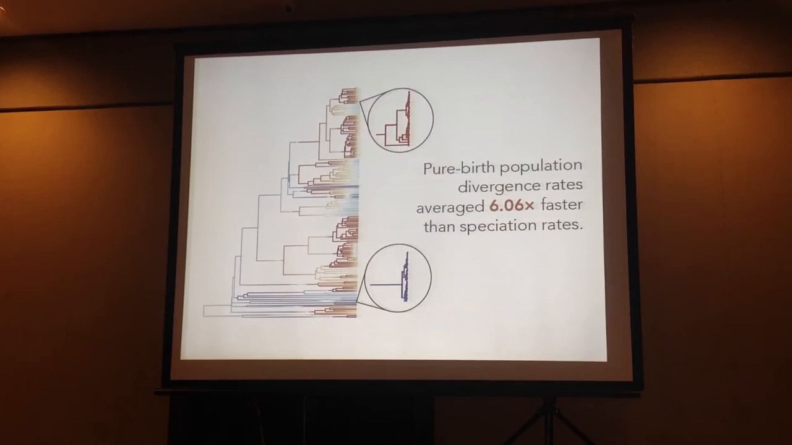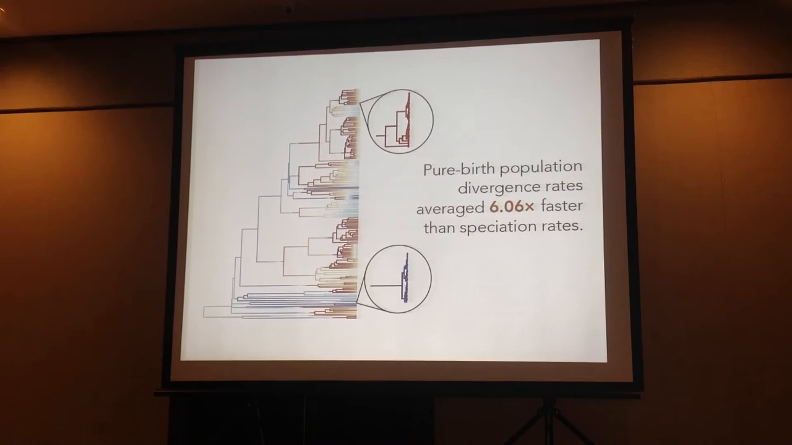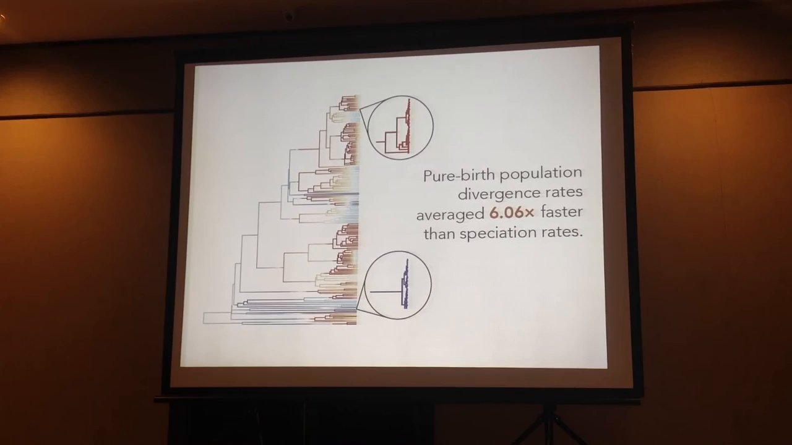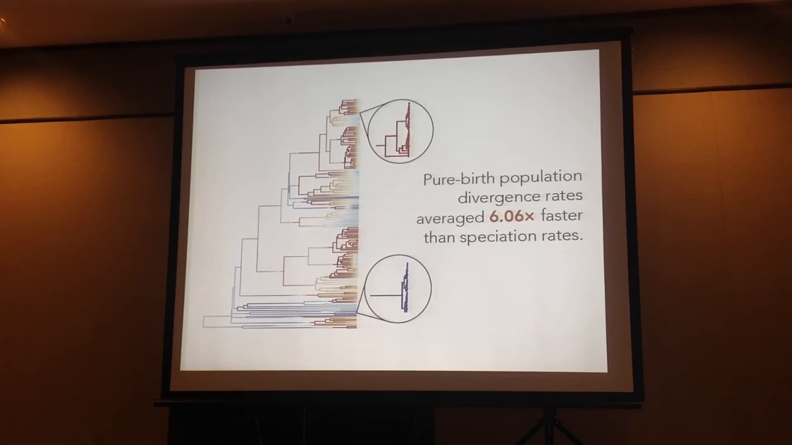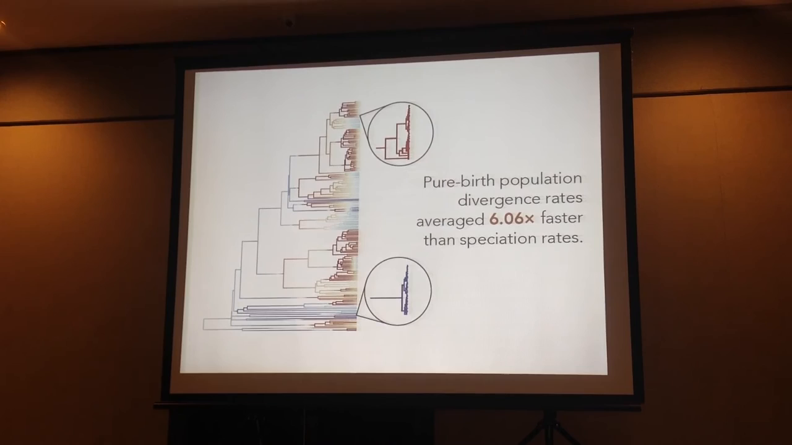One last result that's kind of interesting is when you just compare our raw population divergence rates from the phylogeographic data sets to the speciation rates from the phylogenetic data set. Using a pure birth model for the population divergence, the population divergence rate is 6 times faster than the speciation rate over a longer time scale, which means that out of every 7 phylogeographic clusters that we see in our phylogeographic data sets, only 1 is going to persist over longer time scales, which is pretty cool. It depends on how you delimit your clusters, of course, but it's a cool result.